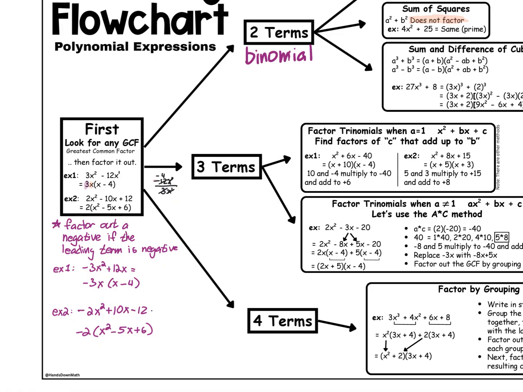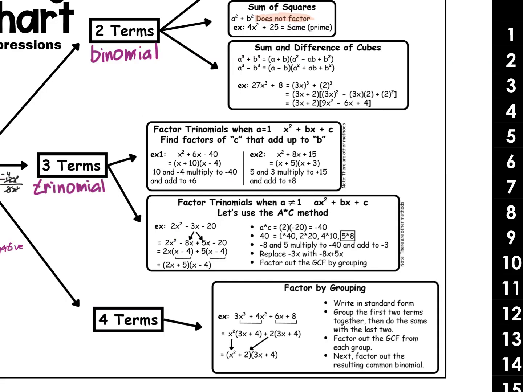Okay, so let's say I've started a new problem. The first thing I'm going to do is look to see if there's any GCFs that I need to factor out. And then I've determined it is 3 terms, so it's a trinomial. And we have two different situations. So after we determine it's a trinomial, we have to determine if a equals 1 or if a is not equal to 1. So let's take a look at that a little bit deeper.